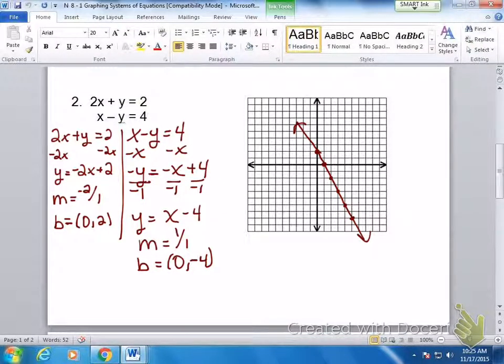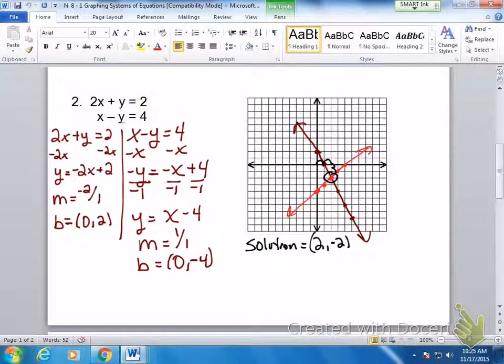Let's plot those points. Let me change colors here. So let's see, over 0 down negative 4, 1, 2, 3, 4, about right there. And since it's positive 1 over 1 for our slope, we're going to go up 1, right 1. Up 1, right 1, up 1, right 1, so on. Then when we sketch our lines, it's pretty easy to see the intersection. So I'm going to circle that intersection. Looks like it's over 2, down 2. So our solution, I'm going to write it right here. Our solution is 2, negative 2.